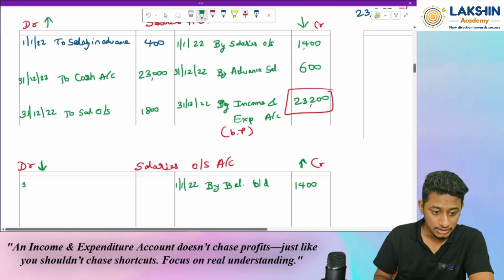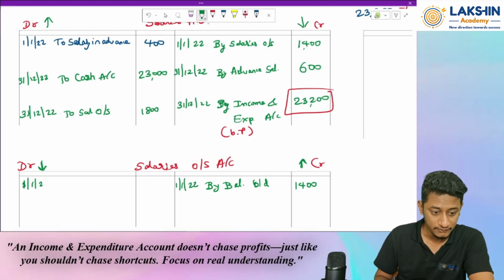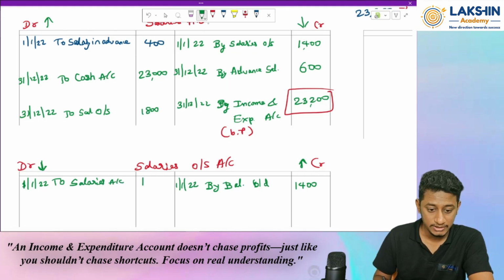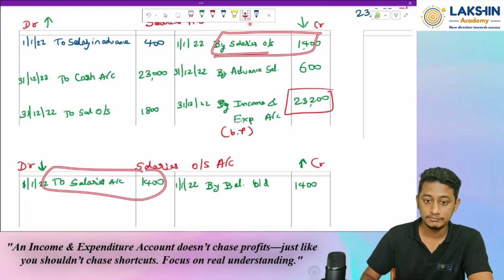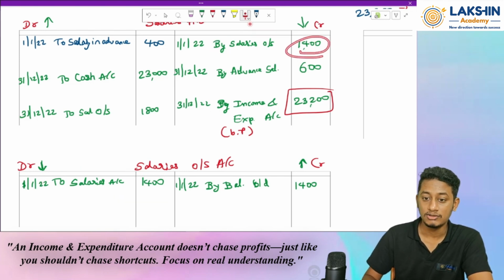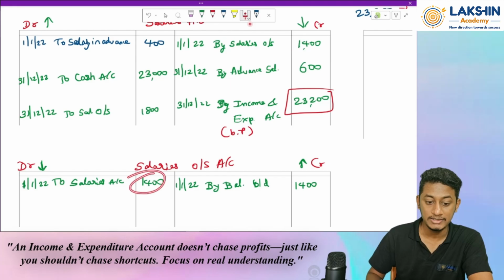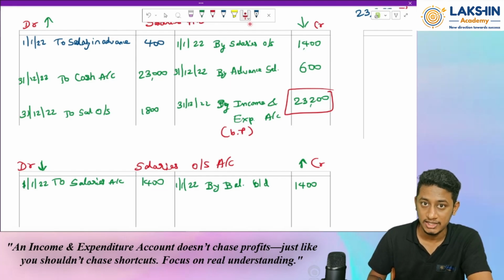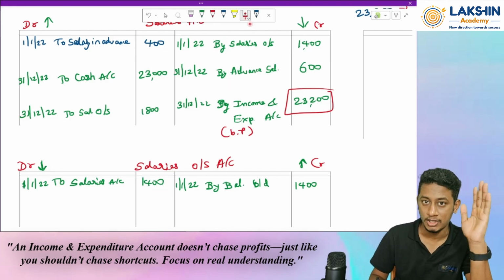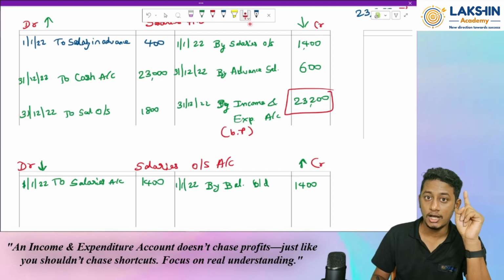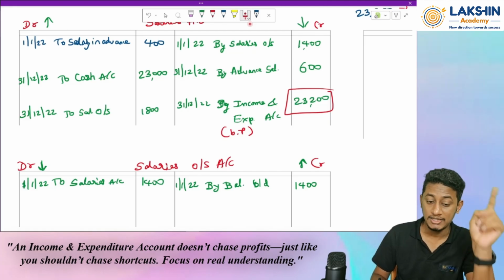On the same date I will cancel it off. How? By passing to salaries account rupees 1,400. If you see, this entry has been passed over here. Salaries outstanding rupees 1,400 on the credit side, and on the debit side, right? We have passed both the reverse entries, so my adjustment is proper. So I am not teaching you the by hearting things. I am teaching you the logic.